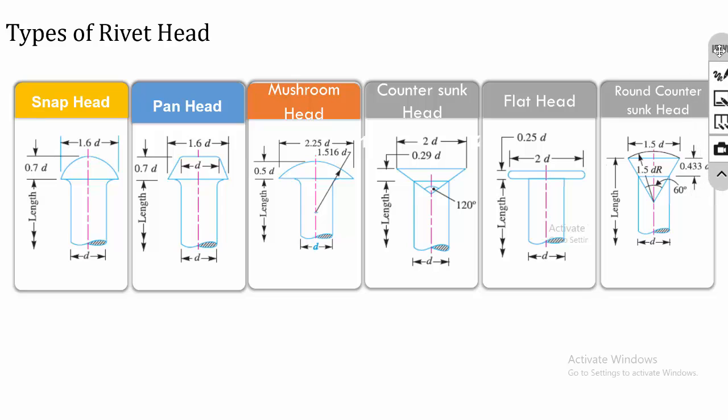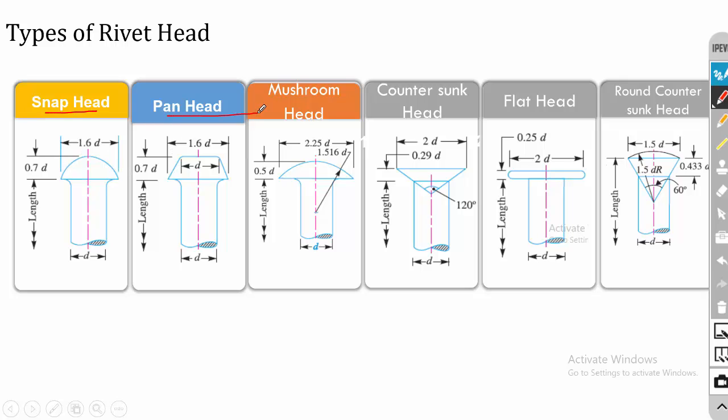These are the different types of rivet heads. The first one is the snap head, which has a circular head. The next one is the pan head, where the top surface is flat. Then we have the mushroom head, which is also circular, but the diameter is larger. Then we have the countersunk head, the flat head, and the round countersunk head. Mostly we prefer the snap head, since it is very simple in construction.